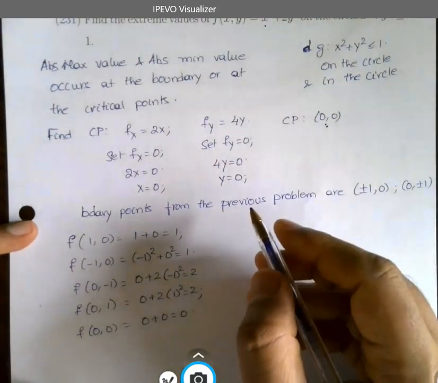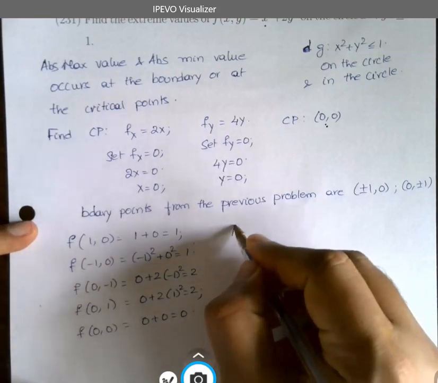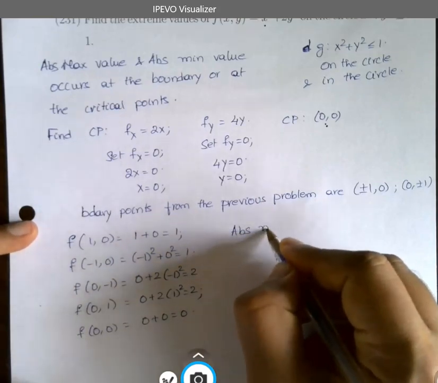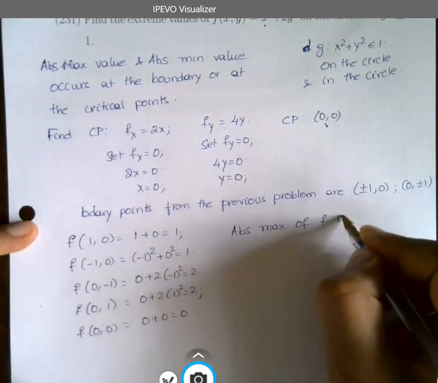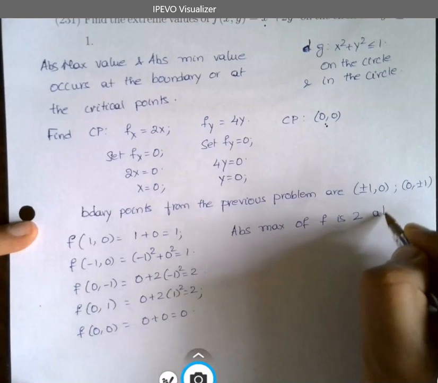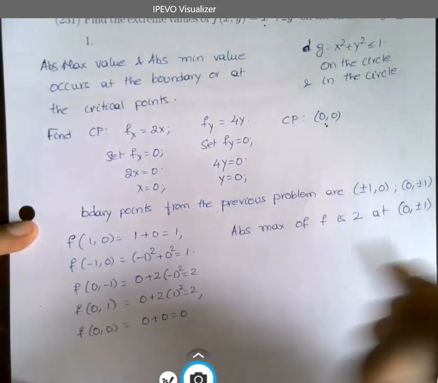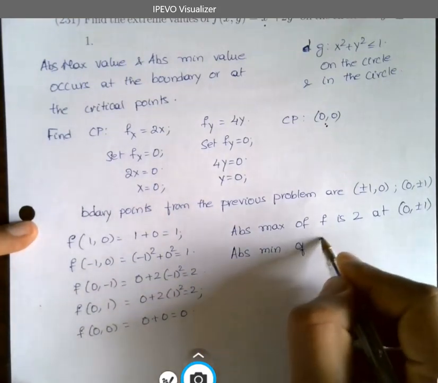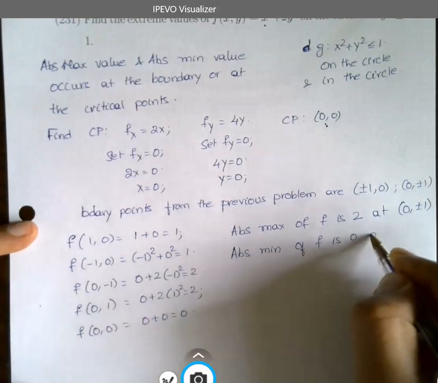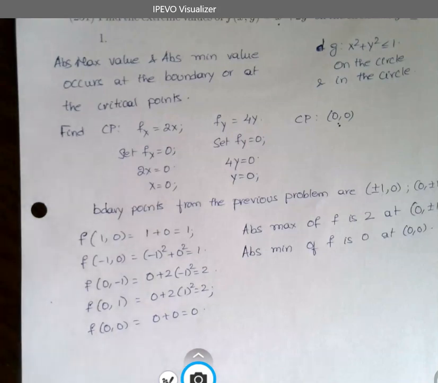Therefore the absolute max of the function f is 2 at (0, ±1), and the absolute min of the function f is 0 at (0, 0). That's how you find the extreme values of the function using Lagrange multipliers.